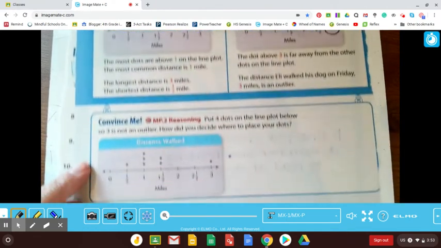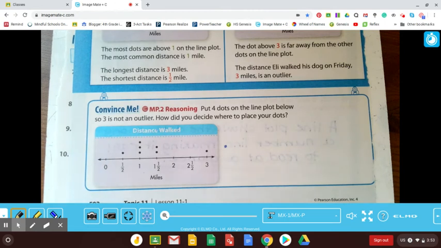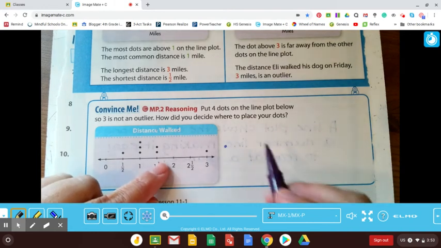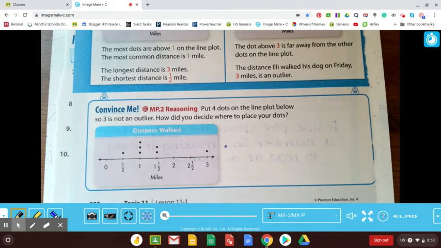All right. Here's a fun thing to do. It says put 4 dots on the line plot below. So 3 is not an outlier. And how did I decide to do that? Where to place your dots? So take a minute, pause the video, and go ahead and try that. Put 4 dots anywhere you want to make that poor number 3 not be an outlier anymore.